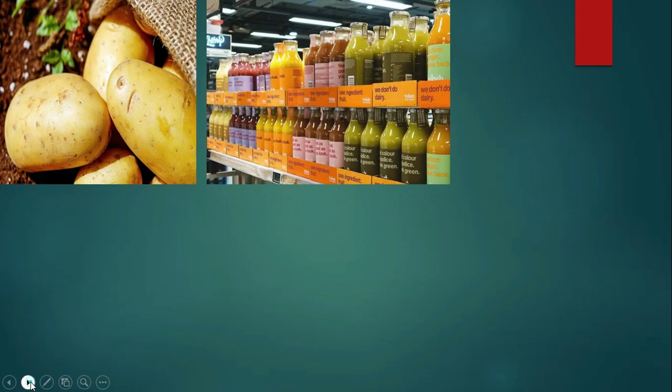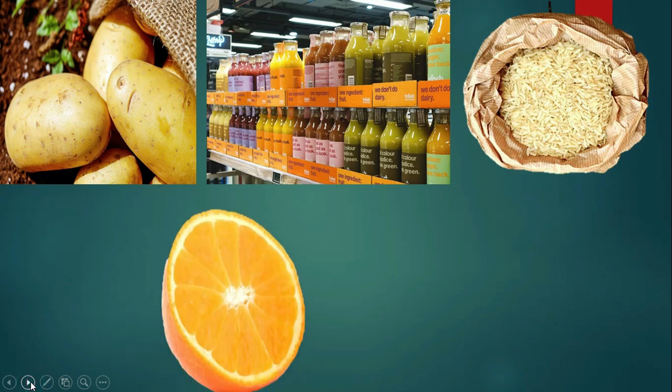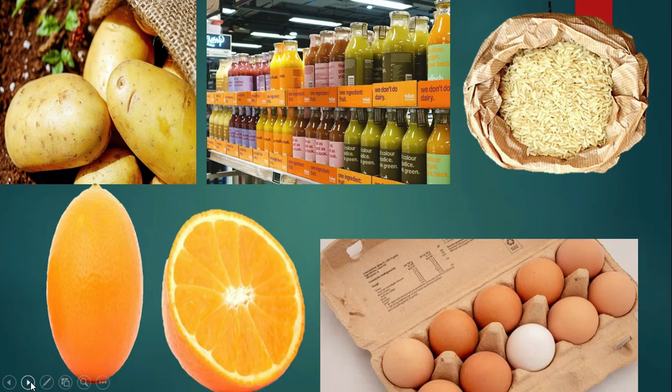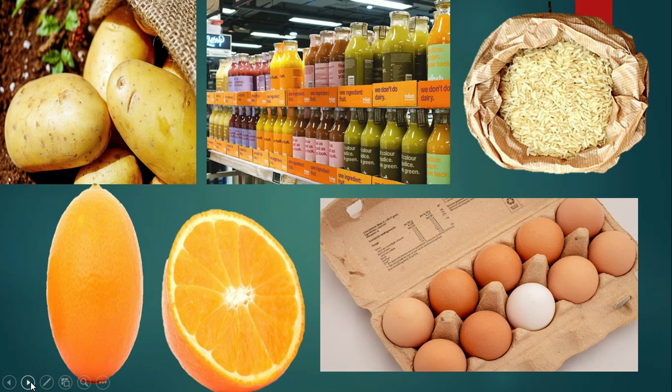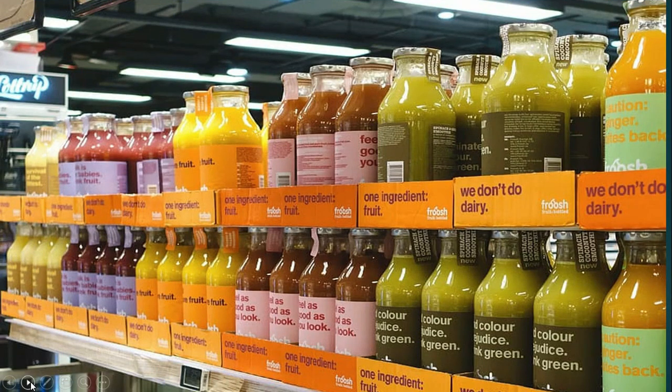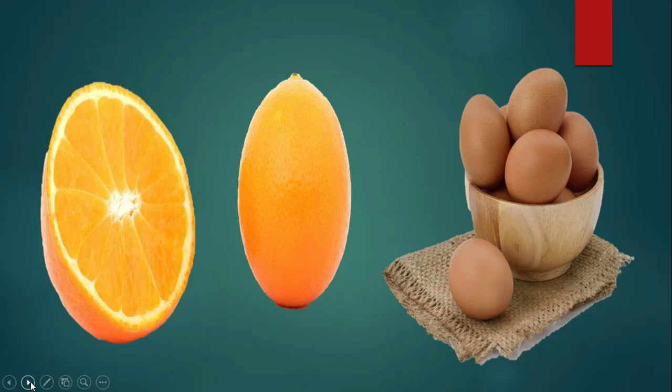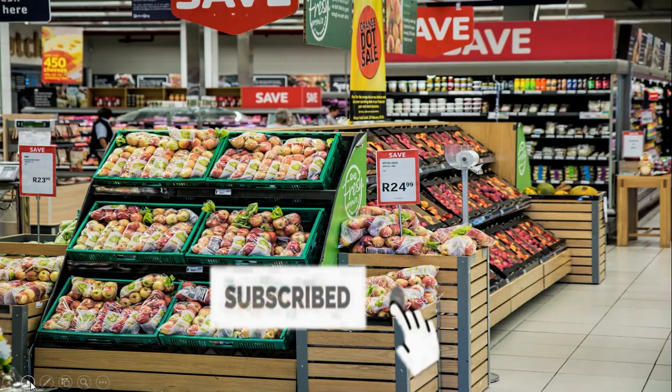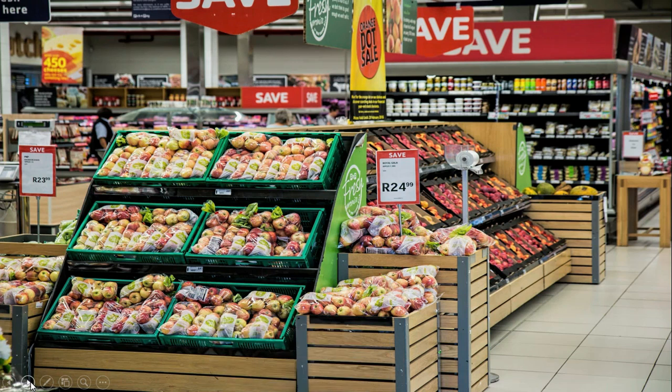Let's suppose you want to buy some potatoes, juices, rice, some oranges and eggs. What unit do you use to measure the amount of these substances? Students, I'm sure you know about those terms. For potatoes and rice, we use the term kg, for juices, we use milliliter, and for oranges and eggs, we use the term dozen. Most of the fruits are counted in dozens.